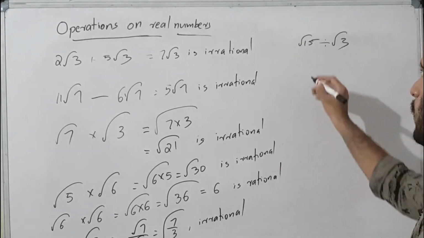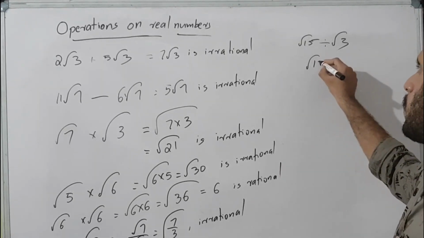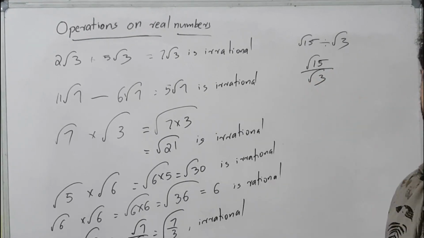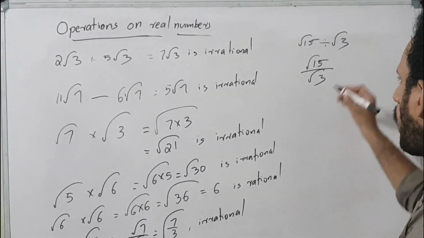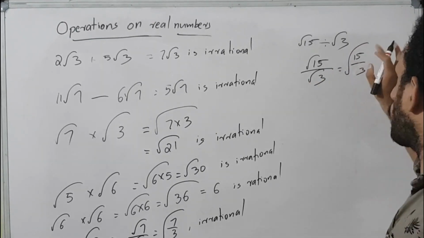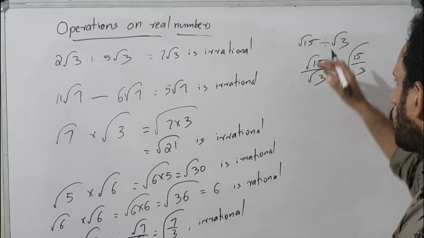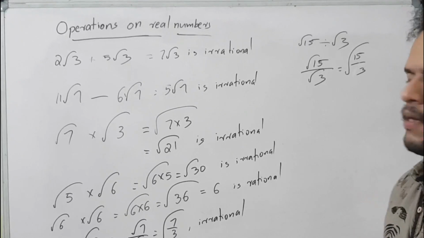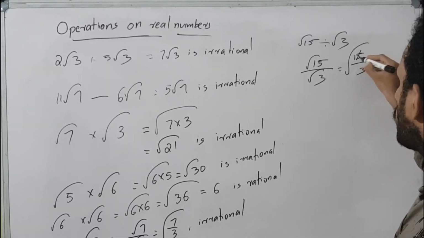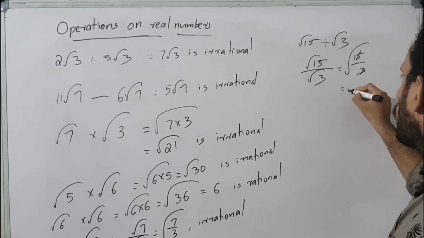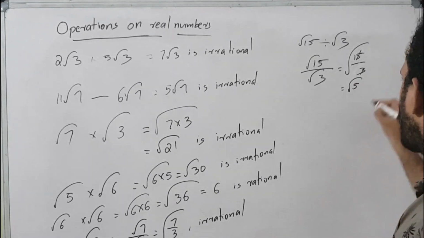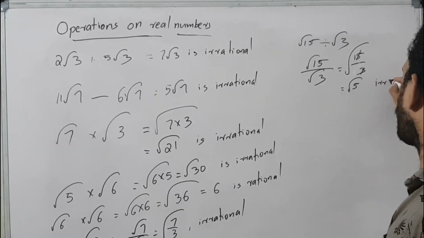So we divide root 15 by root 3. Then what do you get? How do we divide? Root 15 by root 3 is equal to root of 15 by 3. Then it's possible to reduce 15 and 3. Then what do you get? Root 5. Root 5 is irrational.